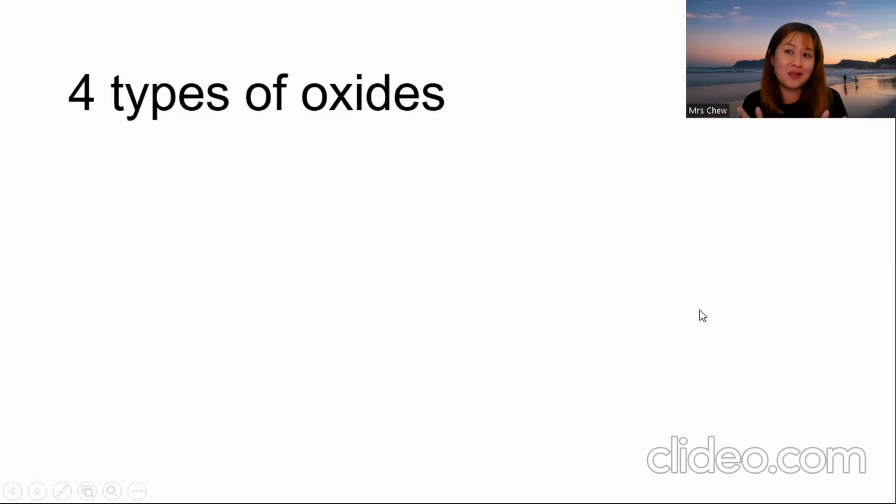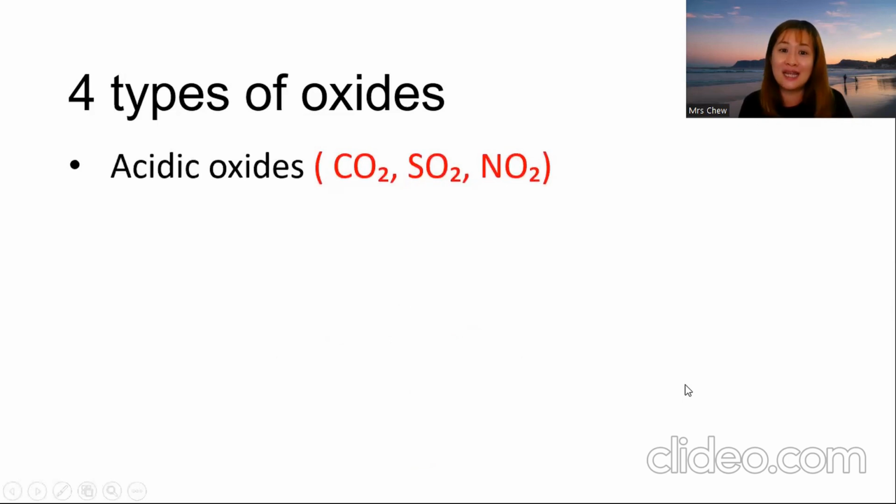Before we go into our question, I'd like to remind and share with you there are actually 4 types of oxides and how do we remember them. The first one is acidic oxide, which is our non-metal dioxide. Carbon dioxide, sulfur dioxide, nitrogen dioxide will all dissolve in rain to form acid rain. So they have acid nature and they are our acidic oxide.